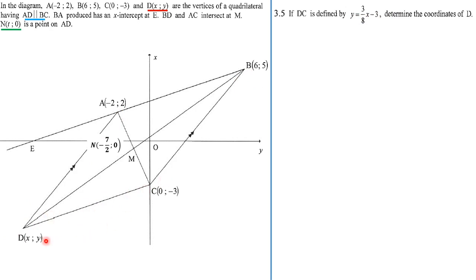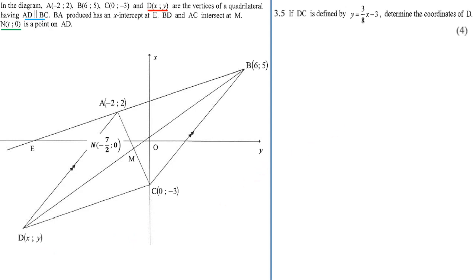Determine the coordinates of D. This is exactly what I was talking about. To say at the point of intersection, the equations of the two lines that are intersecting at that point are equal. So now that we are given the equation of DC and we know the equation of AD, we just equate them. Then from there we solve them simultaneously. Then we get the value of X and the value of Y.